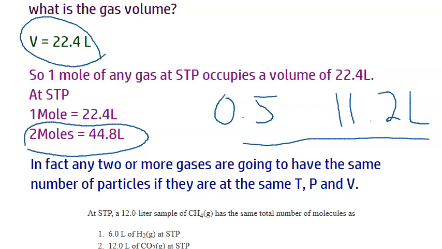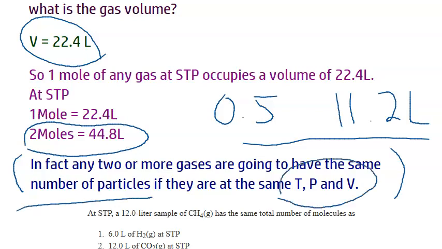In fact, remember what moles represent. Besides volume here, it represents the number of particles, atoms, or molecules for a gas. And that's where here we have the statement of Avogadro's law. Two or more gases are going to have the same number of particles if they have the same temperature, pressure, and volume. Again, if you think of the ideal gas law, PV is equal to nRT, everything being the same and you're calculating moles, it doesn't matter what gas it is.